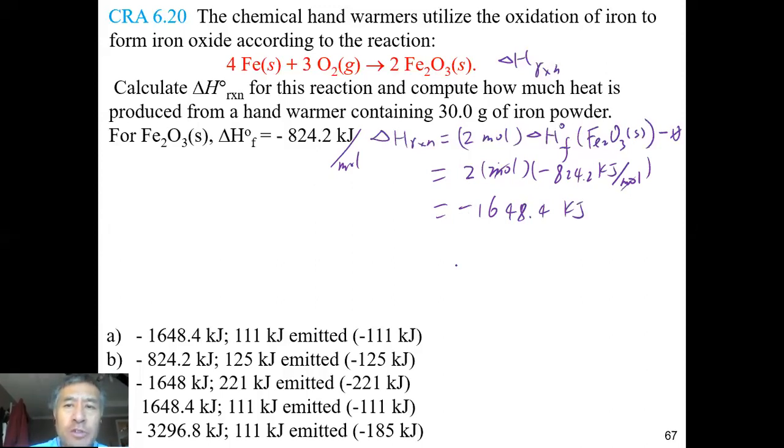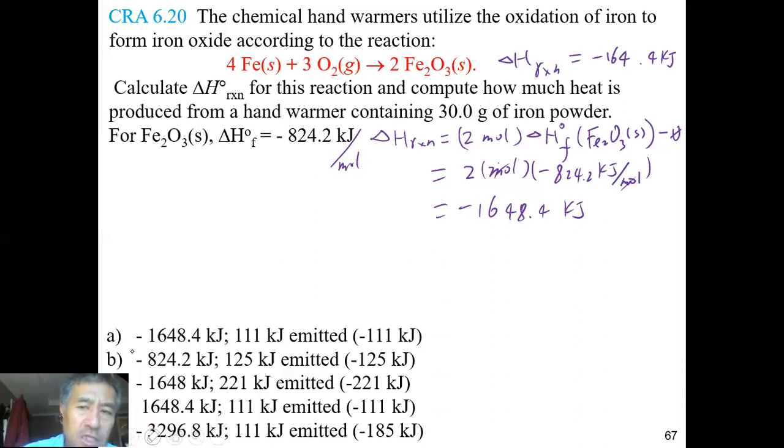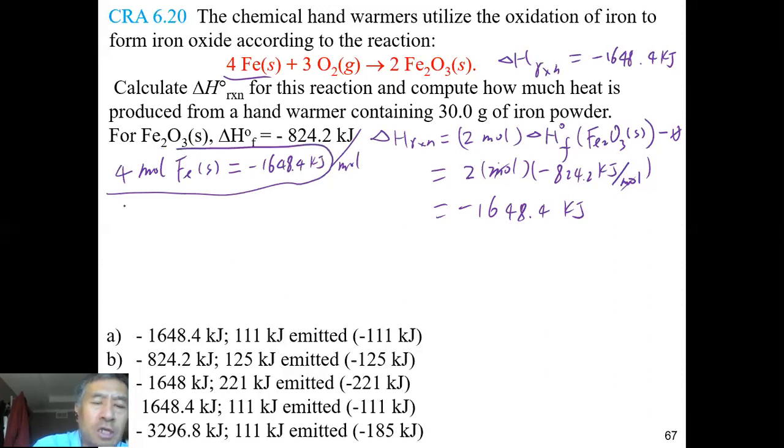And so this, as we saw before, if this delta H equals negative 1648.4 kilojoules, therefore you can write quite a few equations. One equation you can write, because this is about the iron powder, is 4 mole Fe is equivalent to negative 1648.4 kJ. So this equation you're going to use for the next calculation.